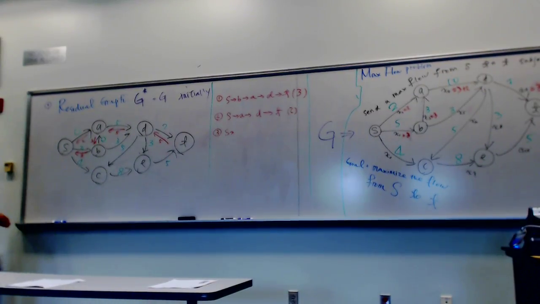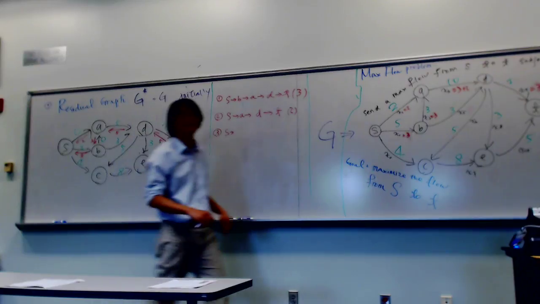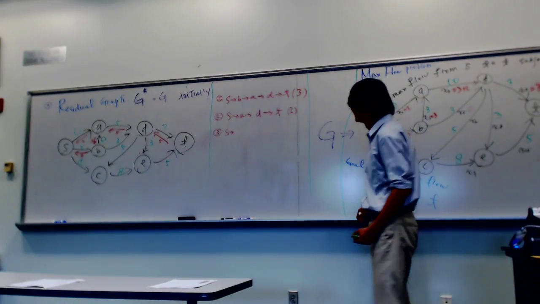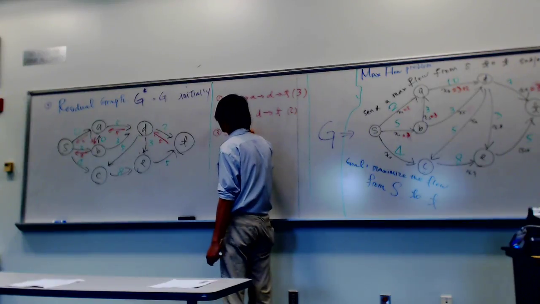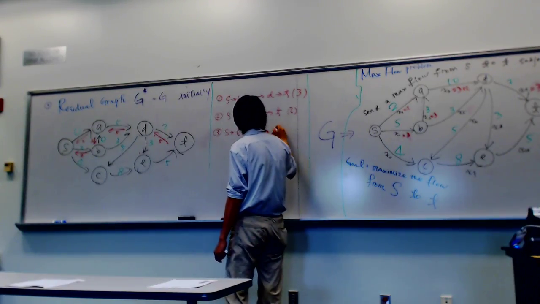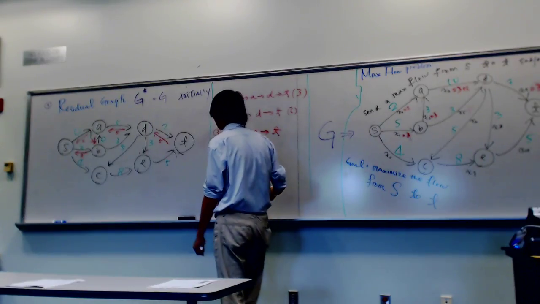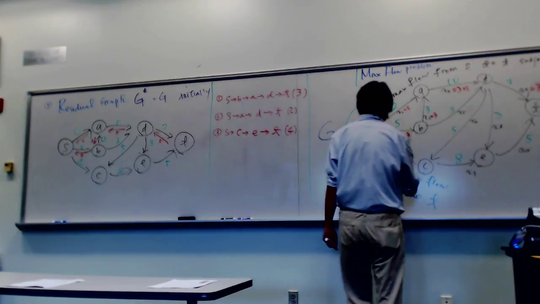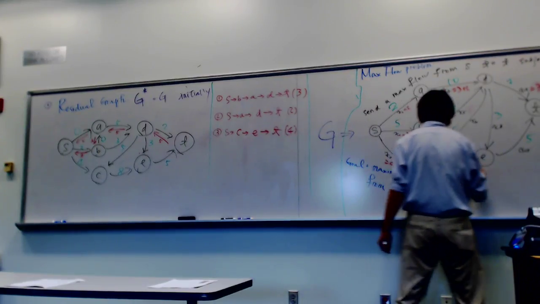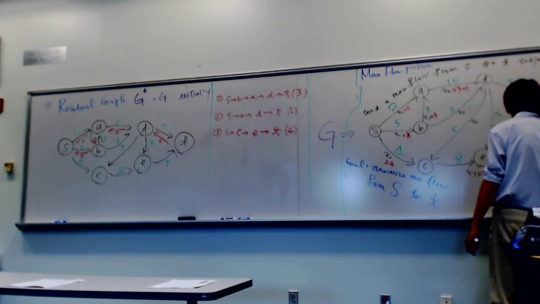Is there any path that I can travel? Not now, not really. Okay, let's try another one then. The bottom one? Yeah. S, C, E, T. That has a capacity of 4.